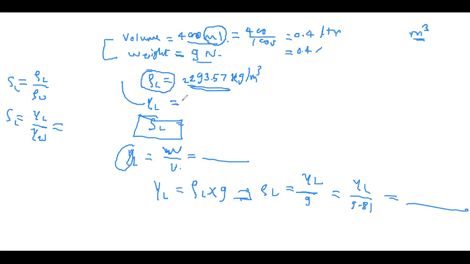2250 double zero. Okay, Newton per meter cube. So now use either this value or this value and find out the specific gravity. If you have got it, you can tell. 2.29. This is the specific gravity of this particular fluid.